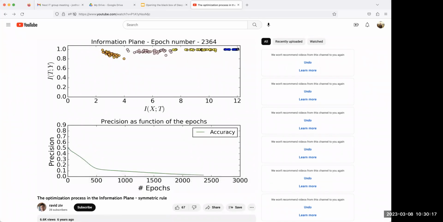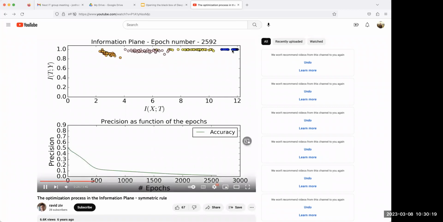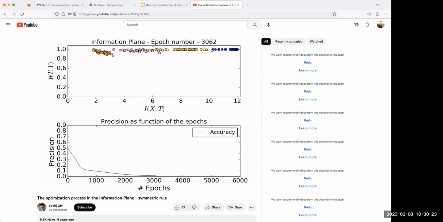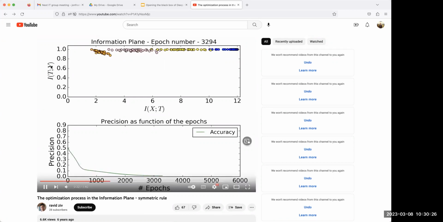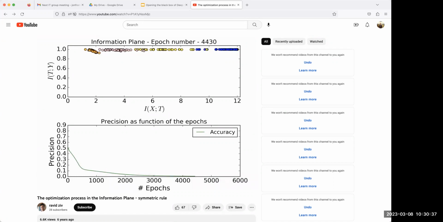But there is at least one layer that is always near 1 for the model and the target. And I would assume that's the output layer, because after the first epoch, I guess I would intuitively think that the output layer has more mutual information on the target than the inputs.